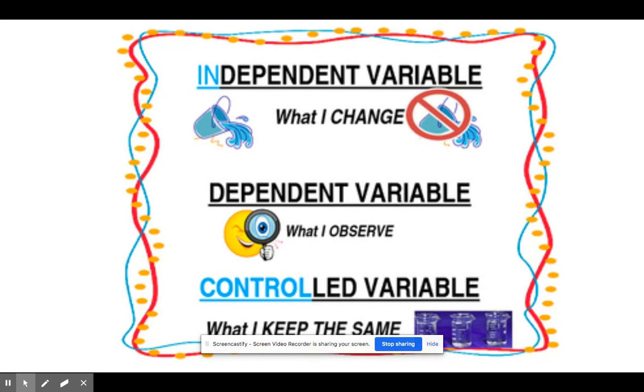I just wanted to do a quick review of the variables that we've been learning. The independent variable is what is changed in the experiment. In our experiment, we're changing the amount of liquid in the bottle, so the independent variable is the amount of water in each bottle. The dependent variable, what we're going to observe or count, is the number of times we flip a bottle in 60 seconds. And controlled variables are the things that we keep the same.